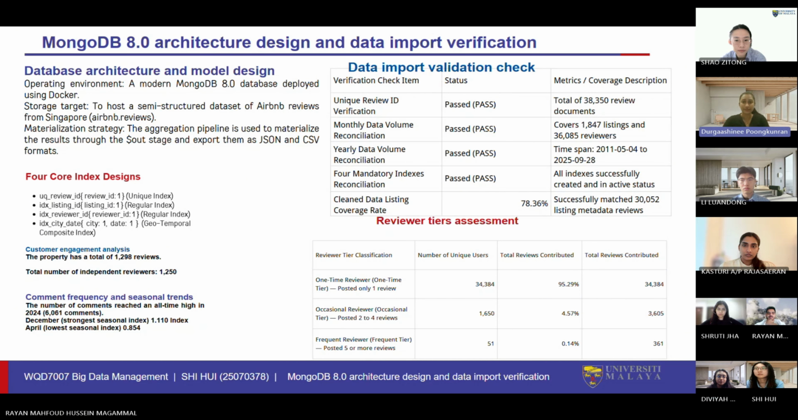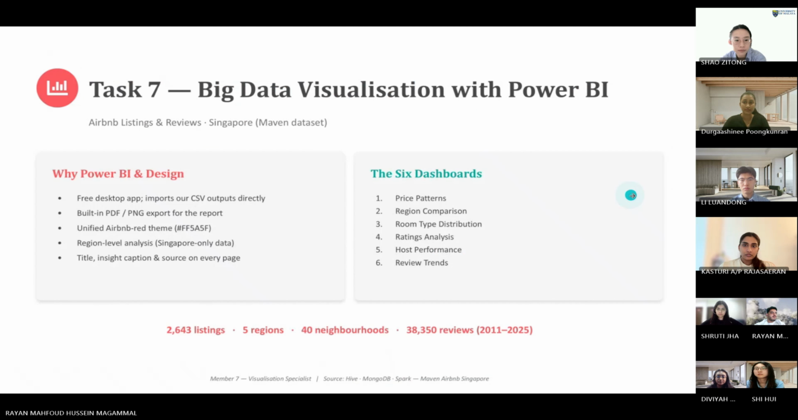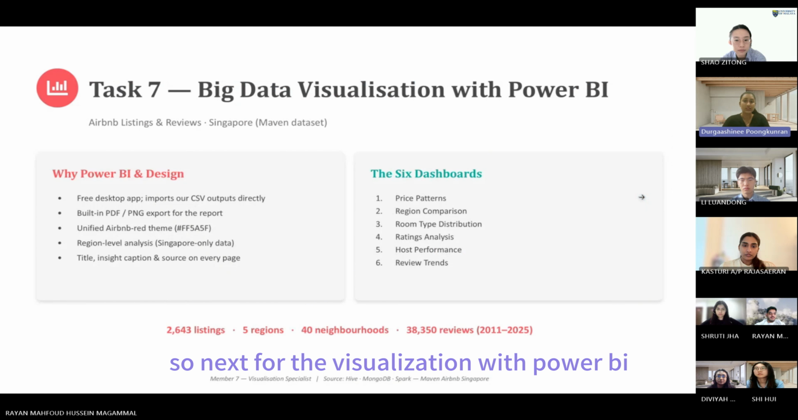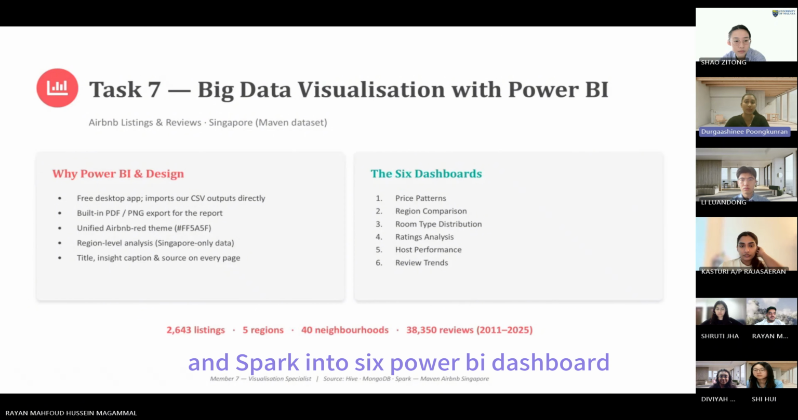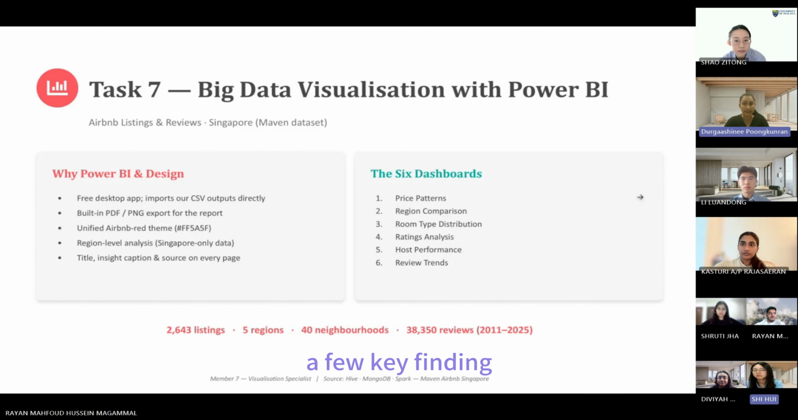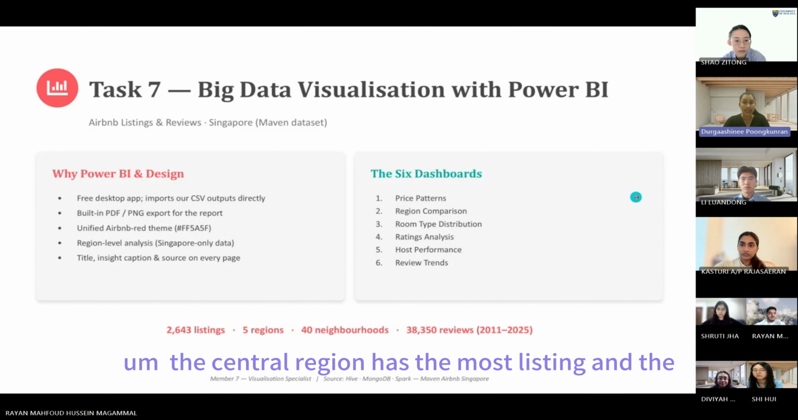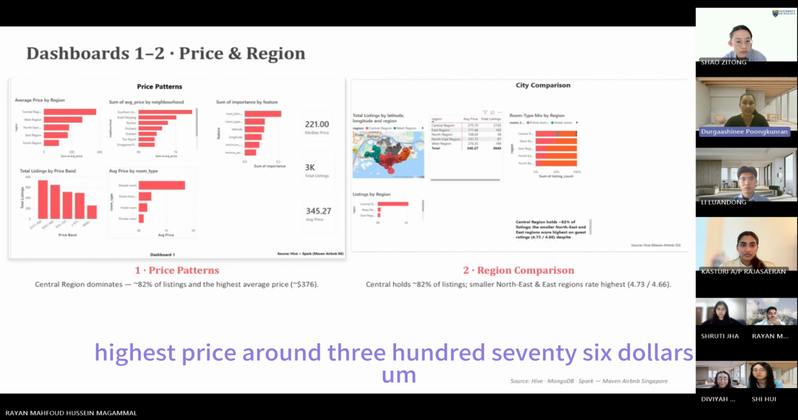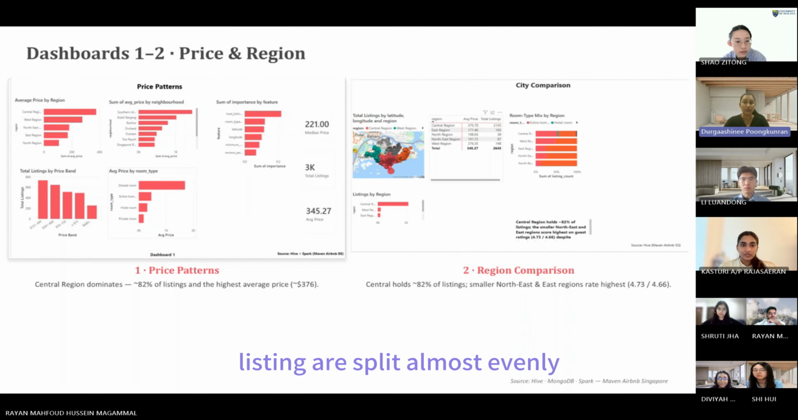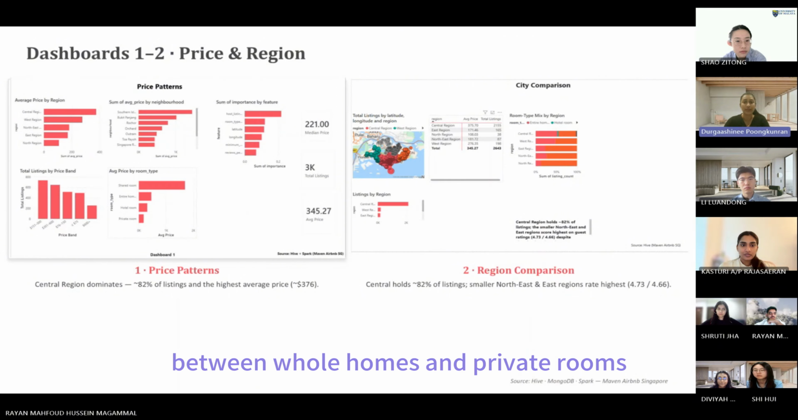Next slide. So next, for the visualization with Power BI, we turn the team's clean data from Hive, MongoDB, and Spark into 6 Power BI dashboards, all in one consistent Airbnb theme. Since our data is Singapore only, we compare by region instead of city. A few key findings. The central region has the most listings and the highest price, around $376. Listings are split almost evenly between whole homes and private rooms.